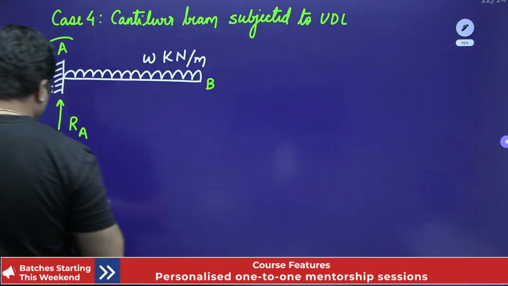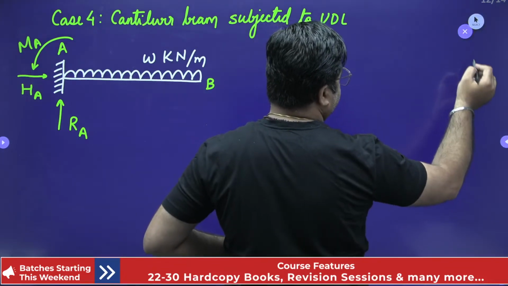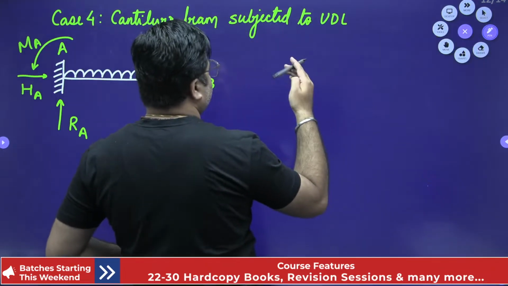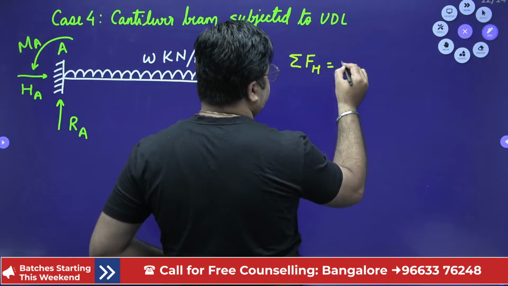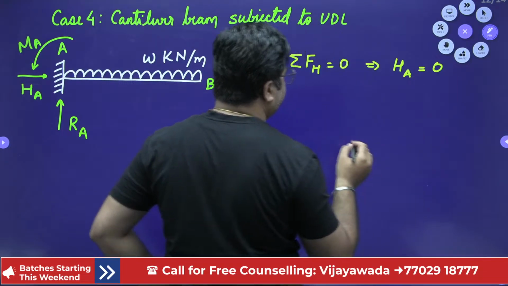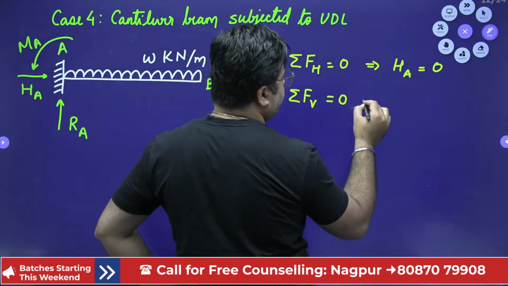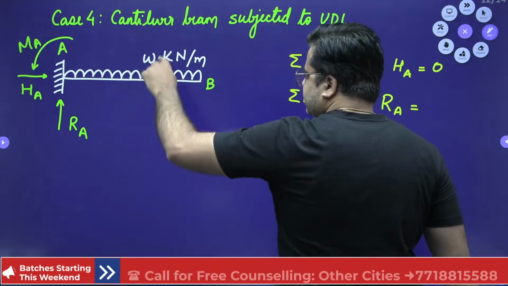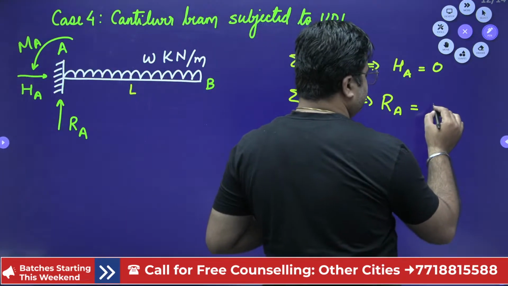Okay. So first of all, I'll write the summation of horizontal forces is 0. So from here you will get the value of HA is 0. Second, when you write the summation of vertical forces is 0, from here you will get RA is equal to the total load. Total downward load is W into L, where L is the length of this beam. So RA is equal to W into L.